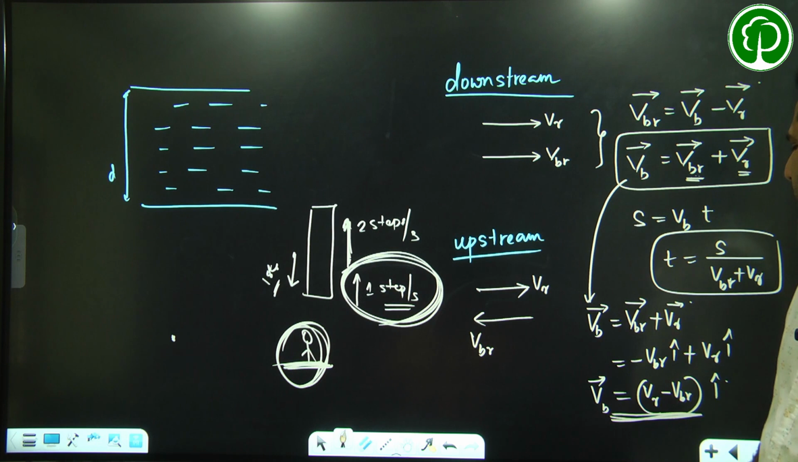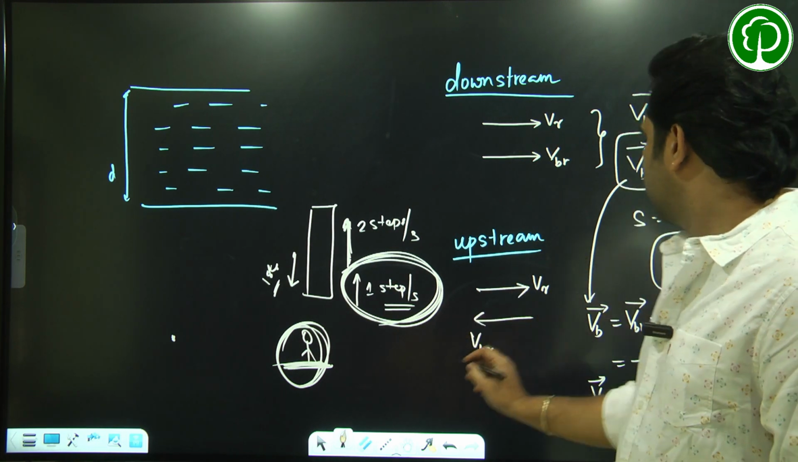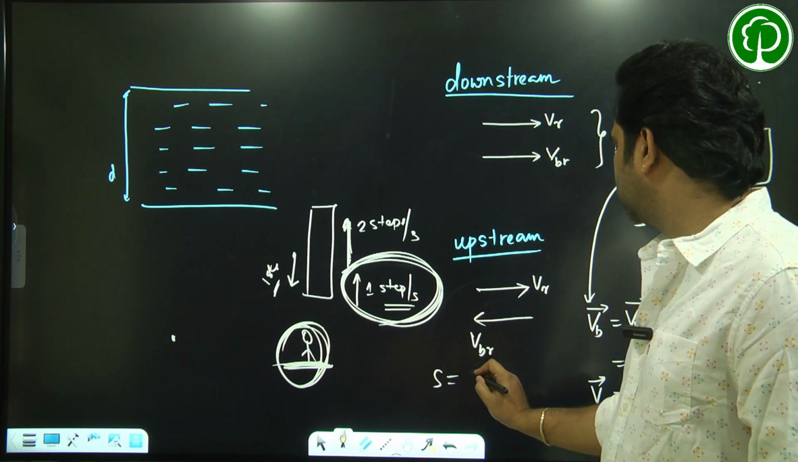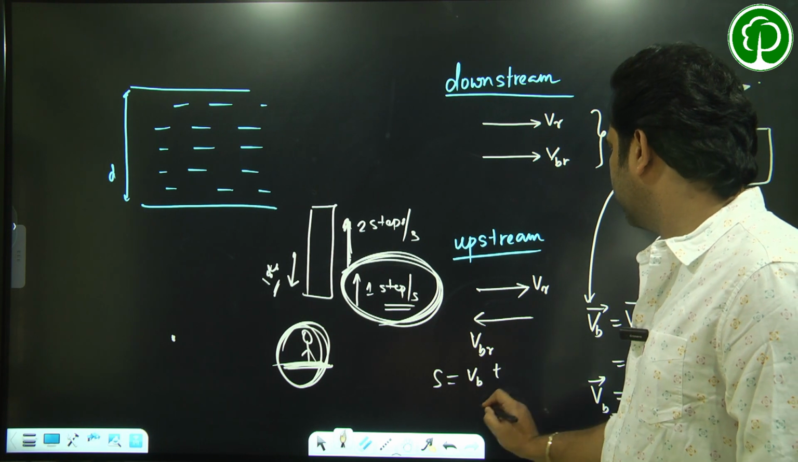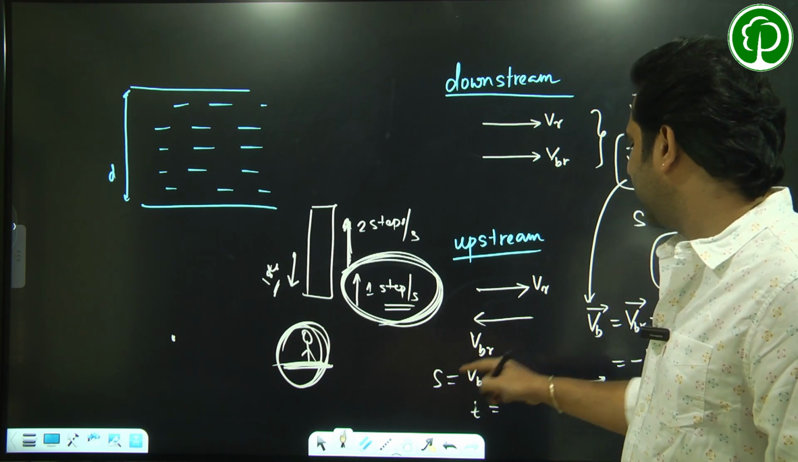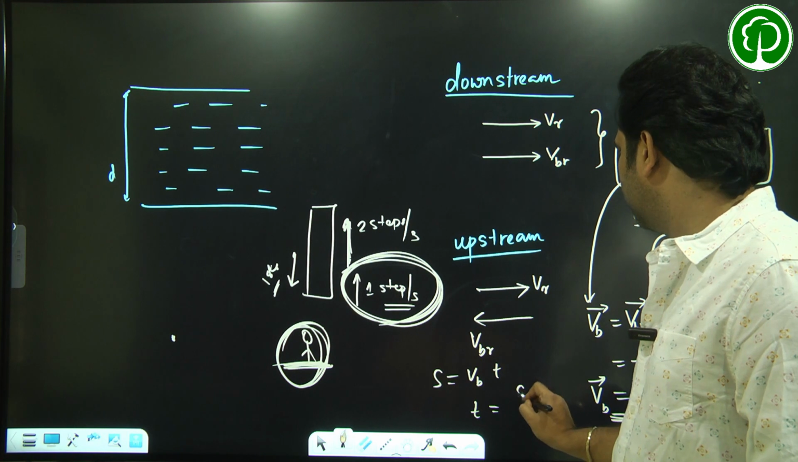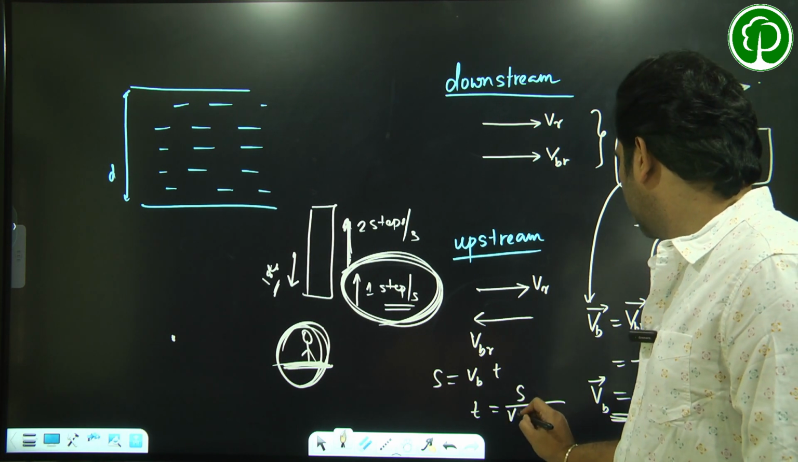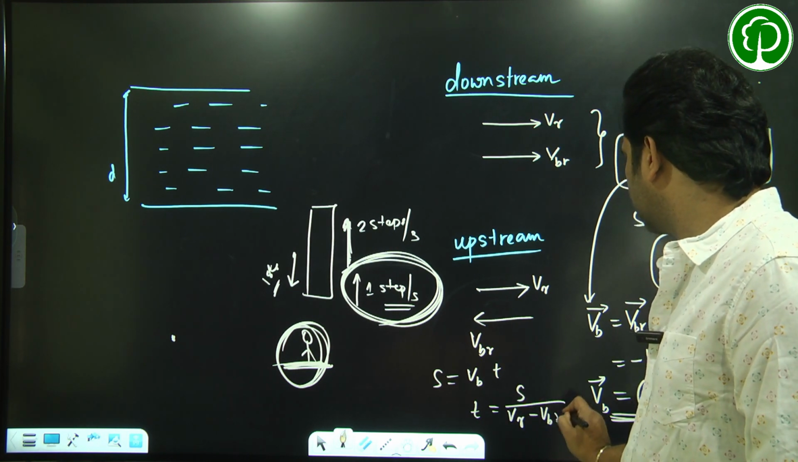So this is upstream. Suppose in upstream, the boat has traveled a distance of s, then velocity of the boat into time. So the time taken to travel a distance s in case of upstream would be the distance s by VR minus VBR.